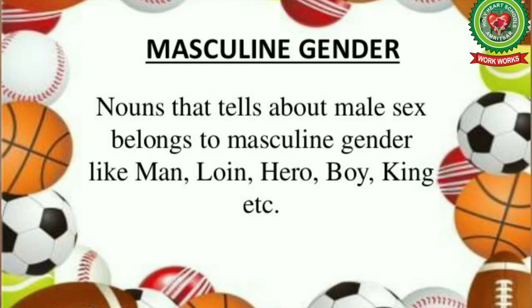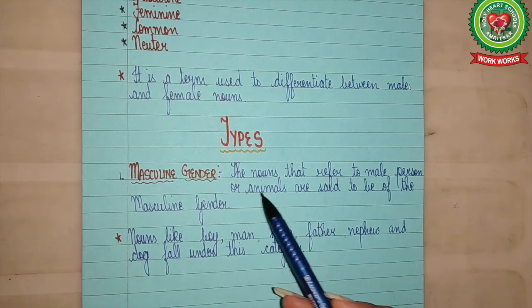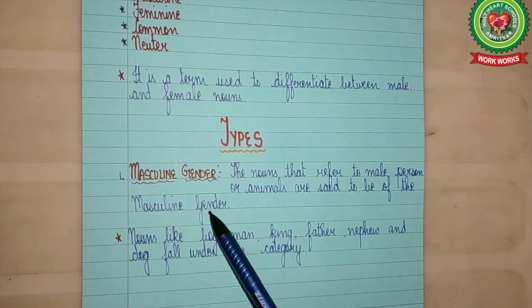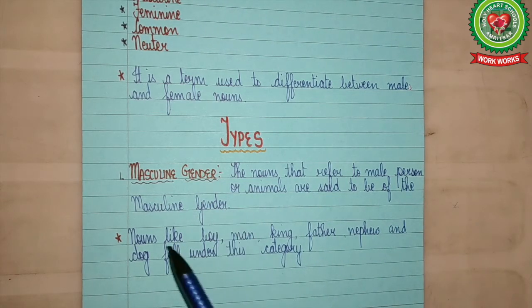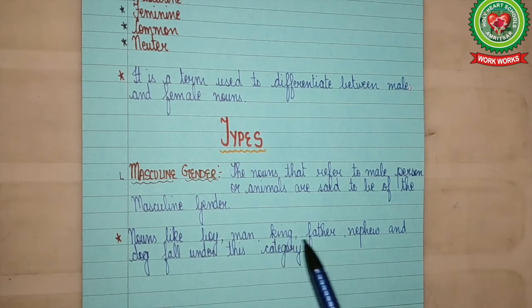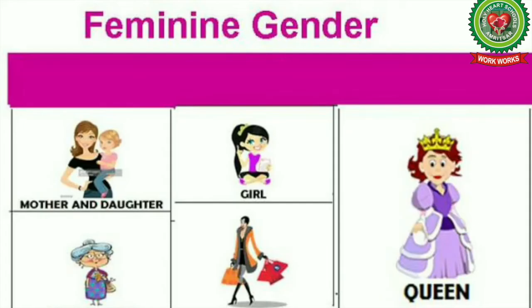The first is masculine gender. The nouns that refer to male person or animals are said to be of the masculine gender. For example, nouns like boy, man, king, father, nephew and dog fall under this category.